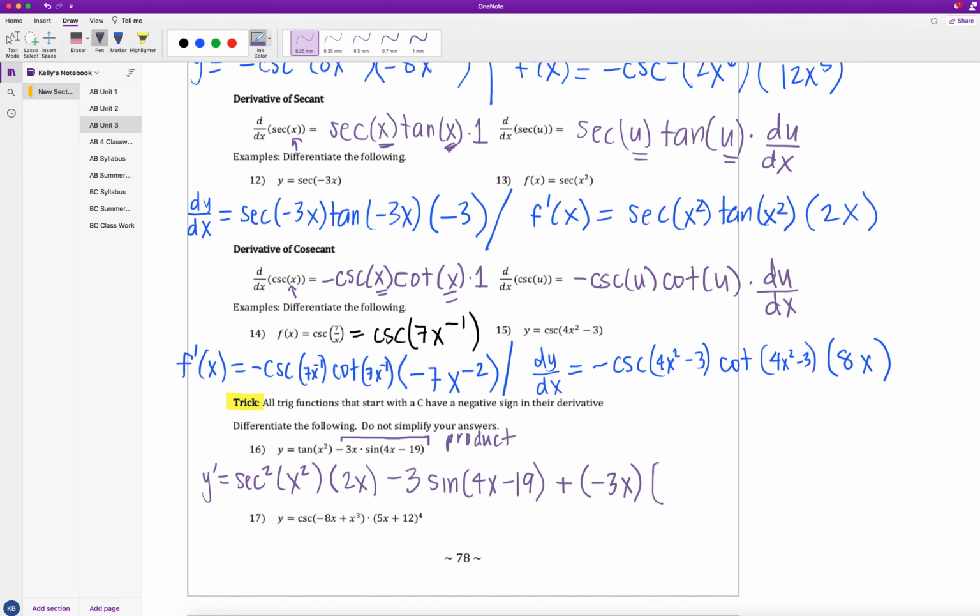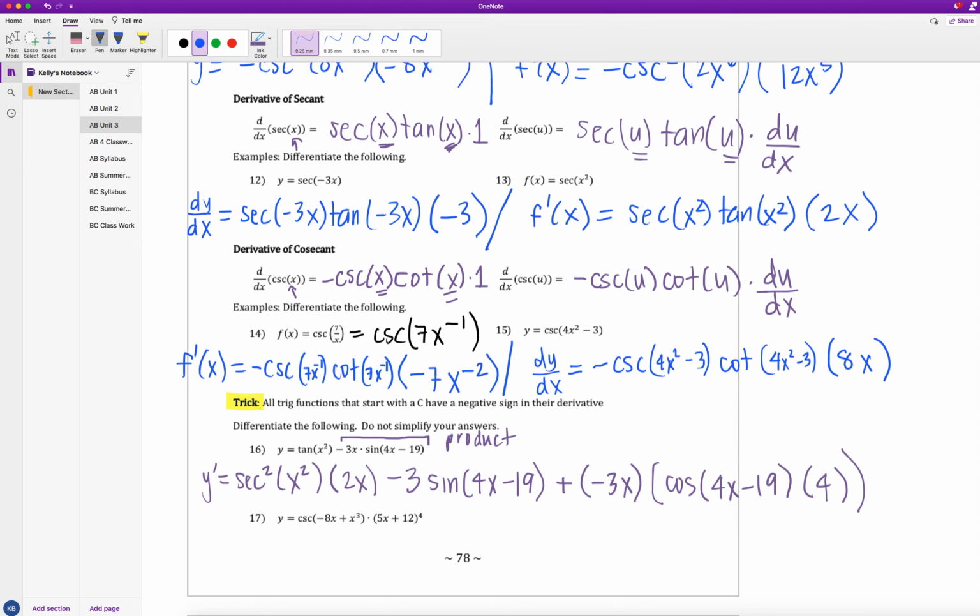Now the derivative of sine of 4x minus 19 will involve a chain rule. So derivative of sine is cosine, keep the inside function the same there, times the derivative of the inside function, which would be 4. And we're leaving these all unsimplified. So just make sure if I have a product of two functions that we are using the product rule correctly for those. Okay, let's look at example 17.